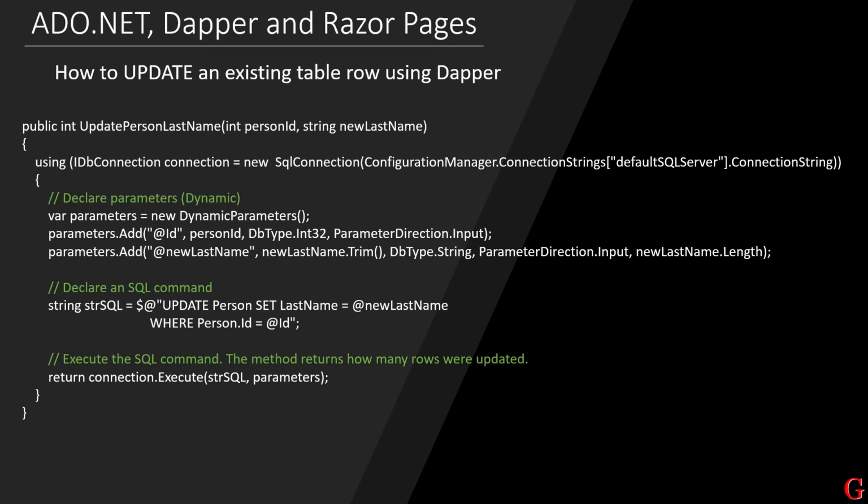In this example, we can see how to use Dapper to update an existing table row from the database. First we declare dynamic parameters, then we create an SQL command, and finally we execute the query. Remember to use using statement to dispose objects. Dapper has similar syntax with insert, delete and update statements.